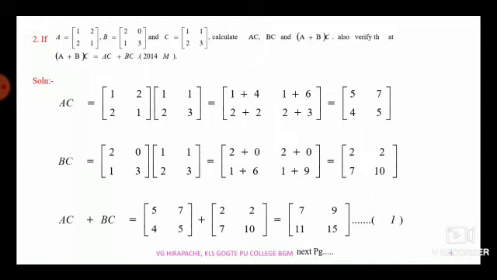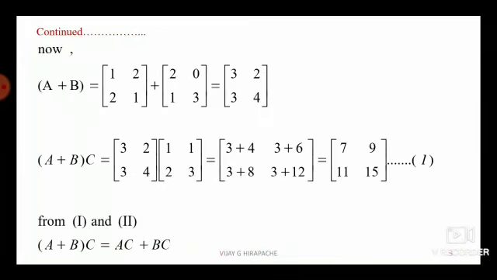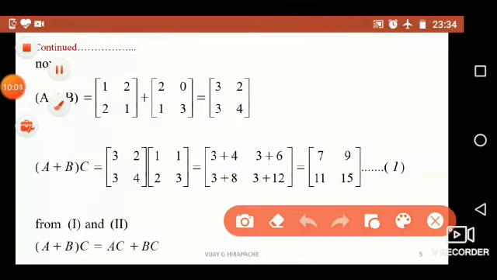Dear students, this problem was asked in the examination in March 2014. Now dear students, let me find out the continuation of the problem. A plus B matrix. Here we have the matrix A plus B.